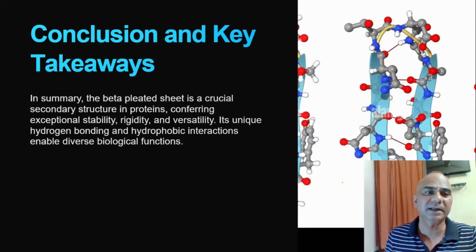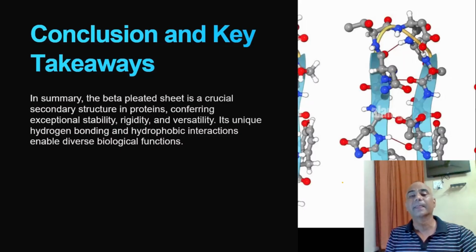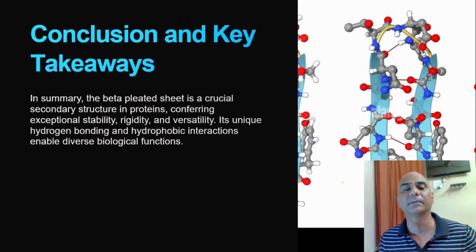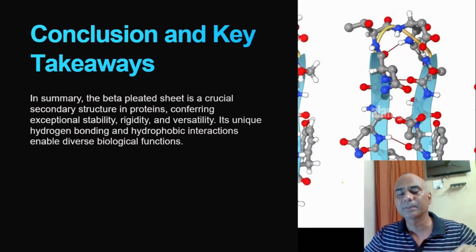These are the conclusion and the key takeaways. In the summary, the beta pleated sheet is a crucial secondary structure in the protein, conferring exceptional stability, rigidity, and versatility, and its unique hydrogen bonding and hydrophobic interaction enable diverse biological functions. So in conclusion and in the summary, I want to explain that the first important thing is the difference between the alpha helix and the beta pleated sheet.